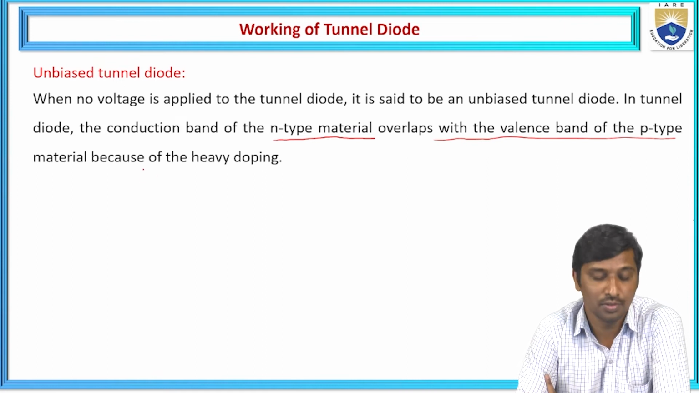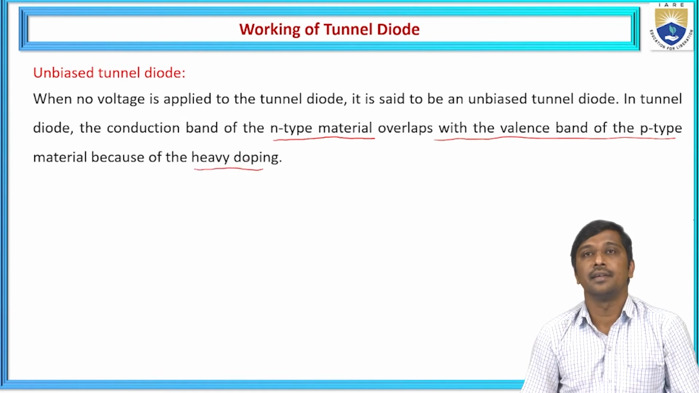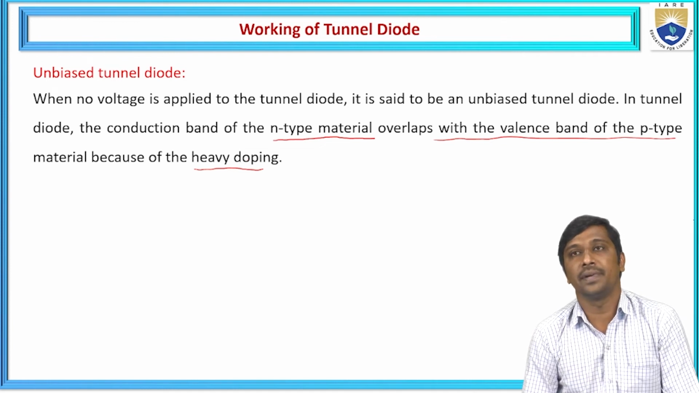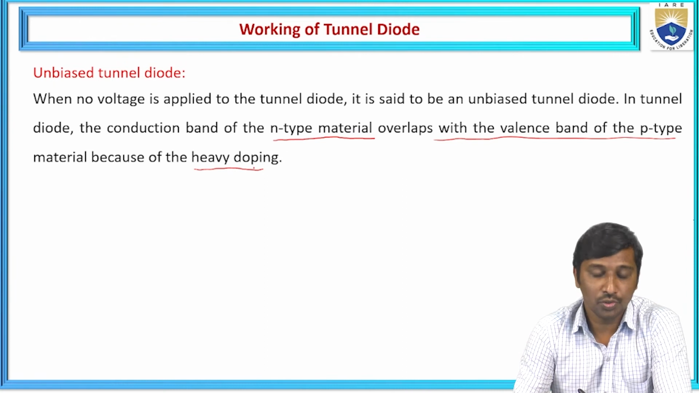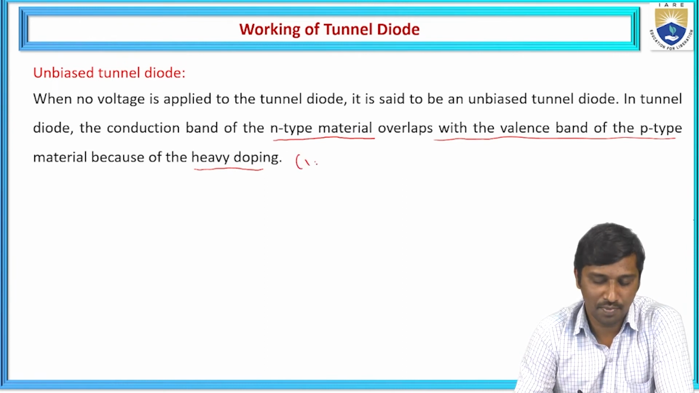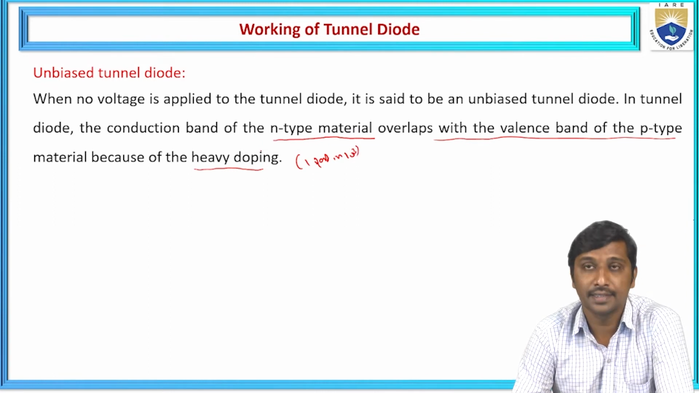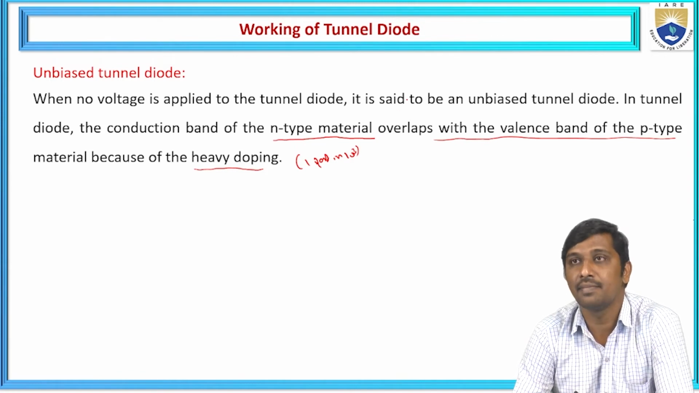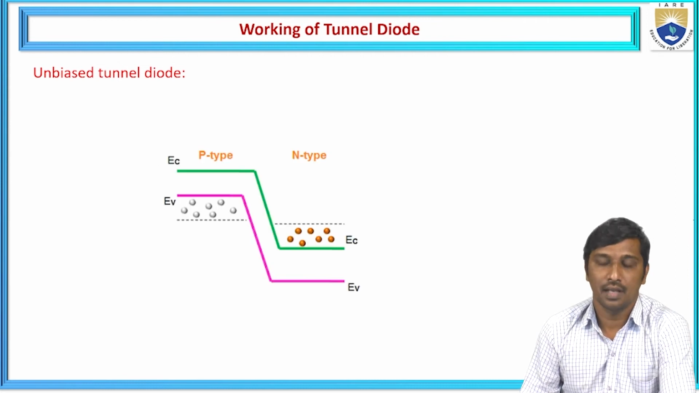The important point is that the doping concentration is very large compared with the normal PN junction diode. So due to this heavy doping, meaning 1 part in 10 power 3, the conduction band of the N-type material overlaps with the valency band of the P-type. Hence, I'm going to show it.